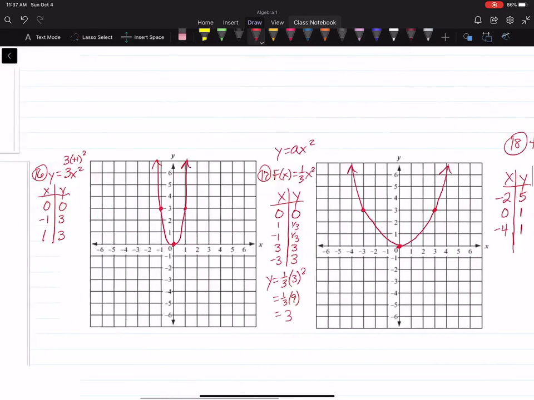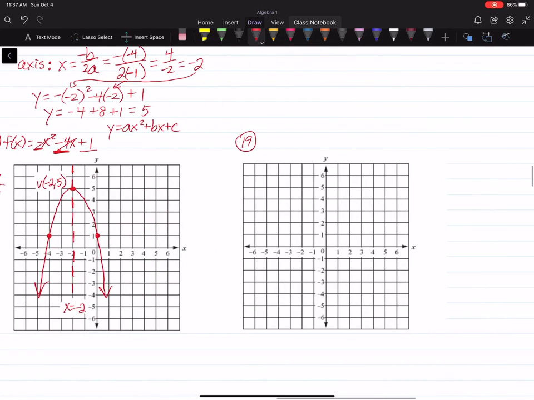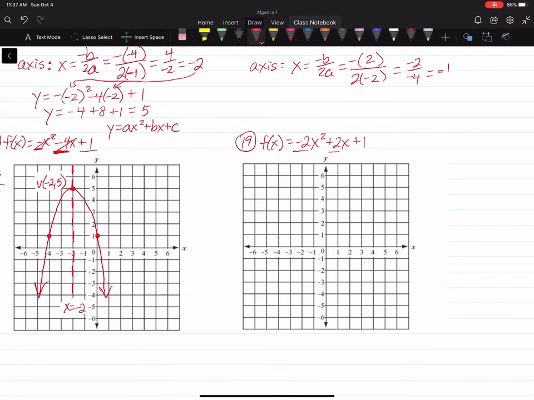Number 19, same problem, different numbers. F of x equals negative 2x squared plus 2x plus 1. Again, I have to find my axis. So again, it's x equals negative b over 2a. What is b? B is 2. A is negative 2. So when we plug that in, we get negative 2 over negative 4, which is positive 1 over 2. The two negatives cancel.